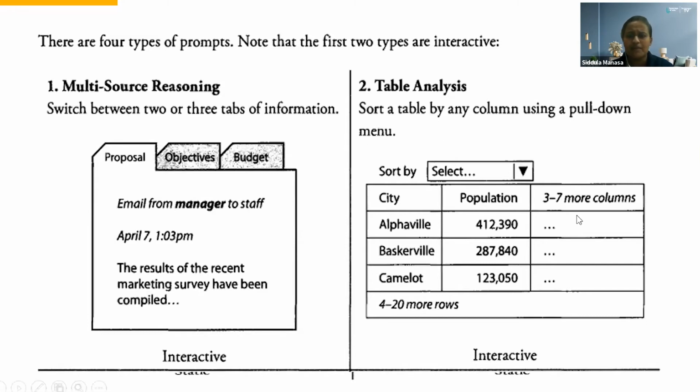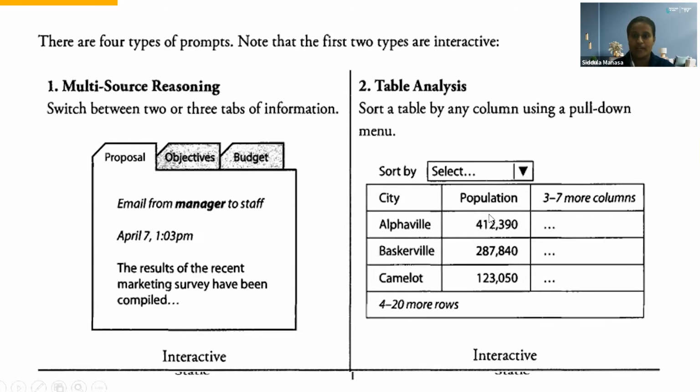Next one is table analysis. This is how the data comes. For this table analysis, for every column, upon every title in that column, there will be a sort by option, which will sort the data either in ascending order or in descending order.